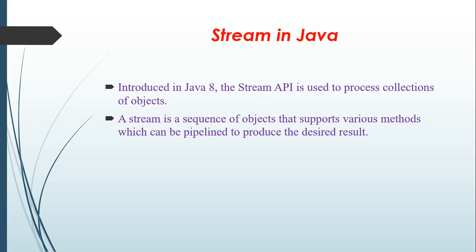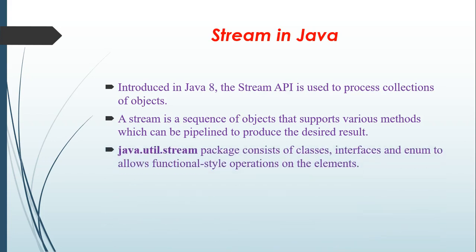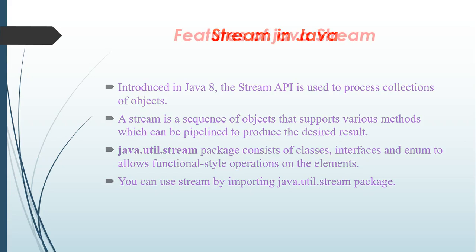Or we can also state that a stream is an API which is used to transform a sequence of objects into another. The java.util.stream package consists of classes, interfaces and enums to allow functional-style operations on the elements. All the things that we want to use inside the stream are placed under the java.util.stream package. So it is recommended to import the java.util.stream package before using any of the stream classes, interfaces and enums.